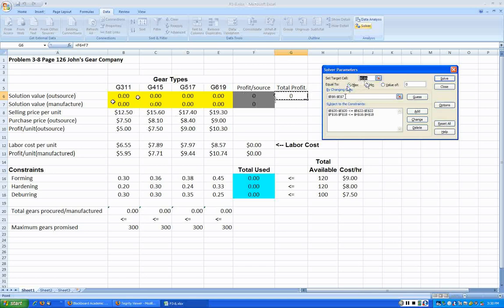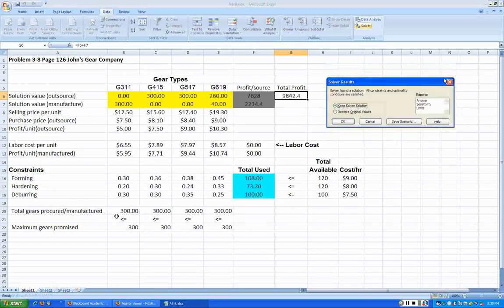Changing variables are that range of cells. Subject to the constraints, hours used less than or equal to available. The total gears obtained should be less than or equal to maximum promise. That's what we have. Solve the problem. Found a solution. All constraints satisfied.